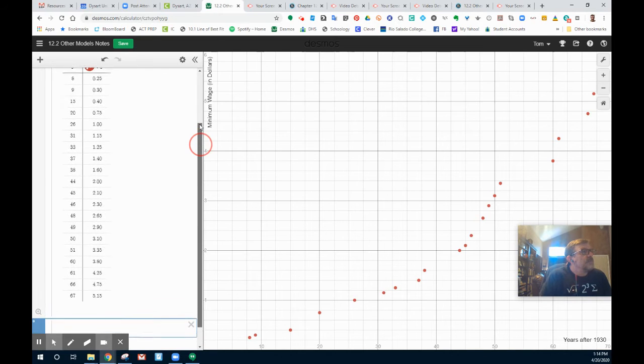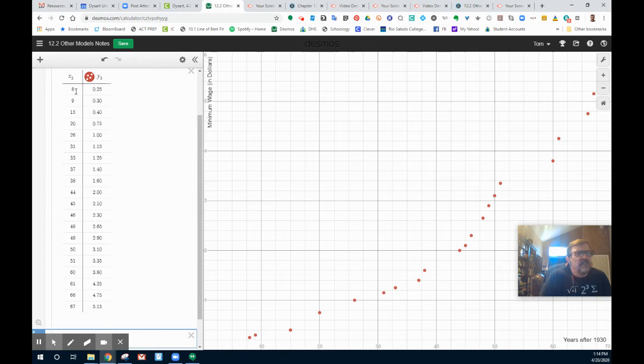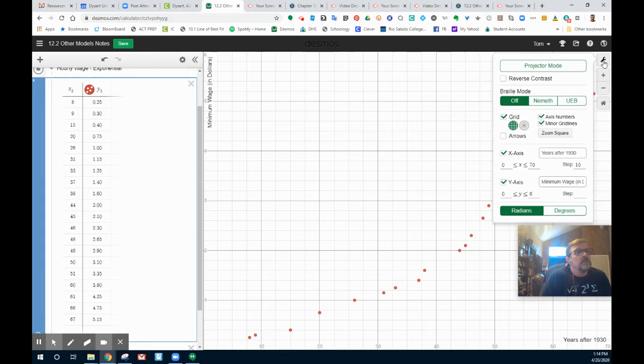In Desmos, since 1938 is 8 years after 1930, this just makes the arithmetic easier. And then 1997 would be 67 years after 1990. So just think of it this way. Somebody who's born in 1930 would have been 67 years old in 1997. So I changed my axes so that these would be the years since 1930 for the x-axis, going by tens, and from 0 to $6 along the y-axis.